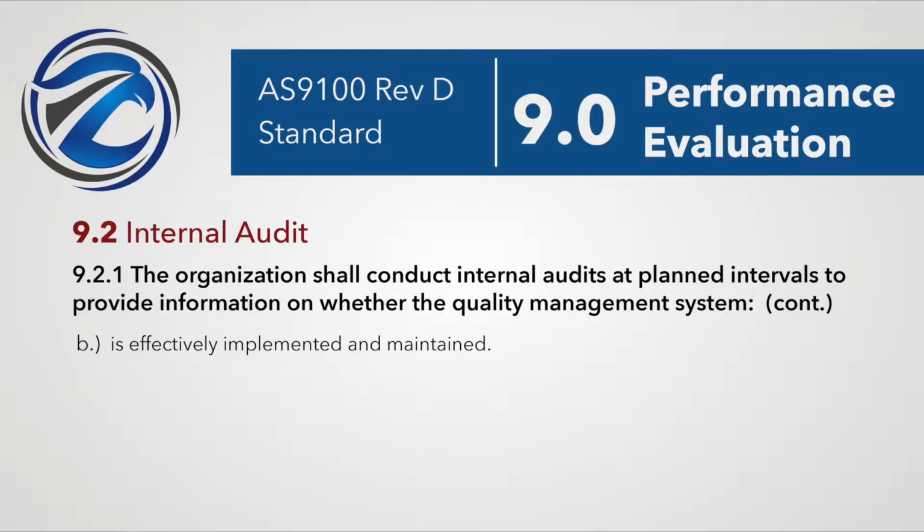Exactly. So there's a real potential here for getting dinged for not meeting the requirements, and also an additional finding because you didn't cover this in your internal audit process. Yes. So there's one other additional aerospace requirement that's added to clause 9.2 with internal audit. So we have 9.2.1.3, is effectively implemented and maintained.